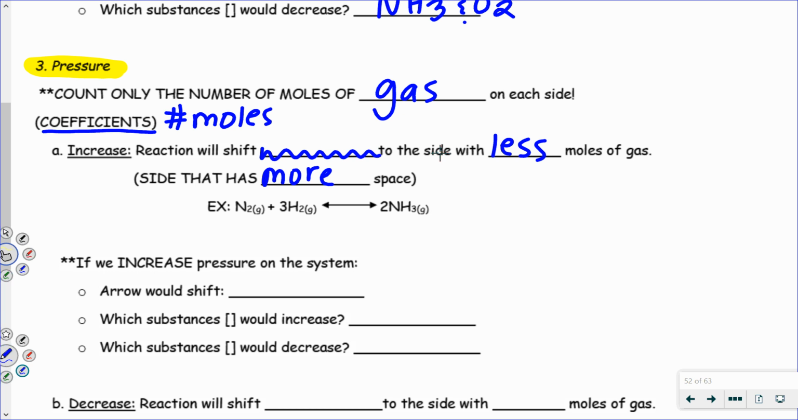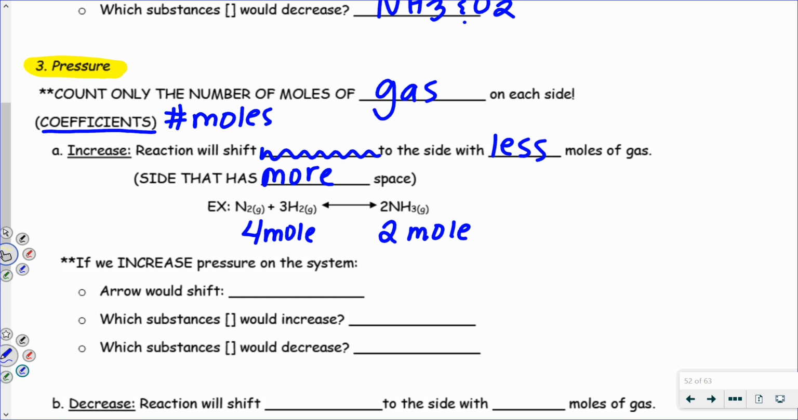So when we're dealing with pressure, we can't do add away, take toward anymore. We're going to have to count the moles of gas on each side. So if I look on the left, I have a coefficient for nitrogen of 1 and a coefficient for the hydrogen of 3. And both of these are gases. So that's a total of 4 moles of gas on the reactant side. And if I take a look at my product side, I have 2 moles of gas.